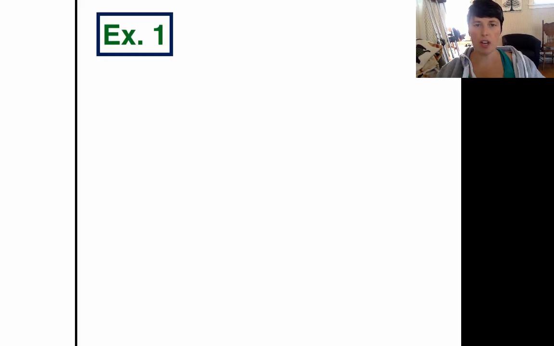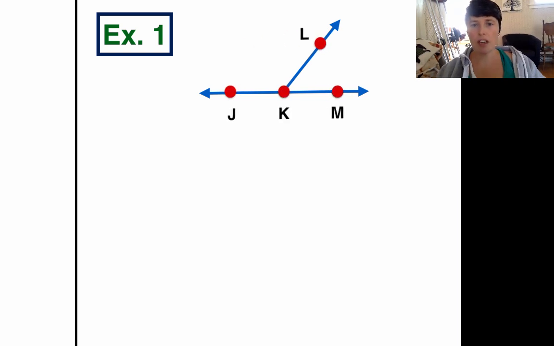Okay, so we're going to try a problem now. We'll do an example. This is going to be our setup. We're going to draw a picture that looks like this with two rays kind of going in different directions. We're going to label it with a whole bunch of different points. I'm going to call it J, K, L, and M. So you're going to want to do the same thing in your notes. And then we're going to answer some questions down below, starting with part A.